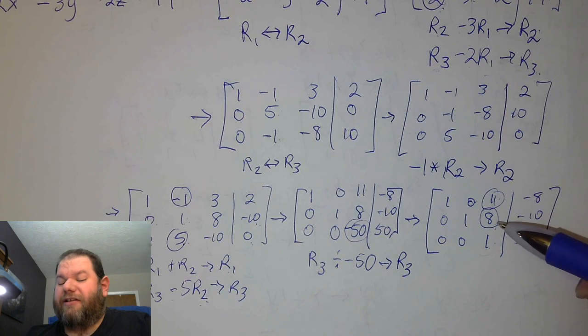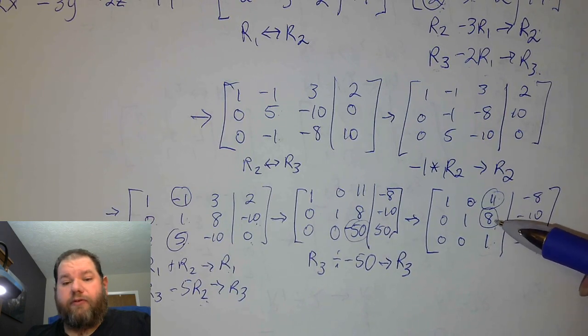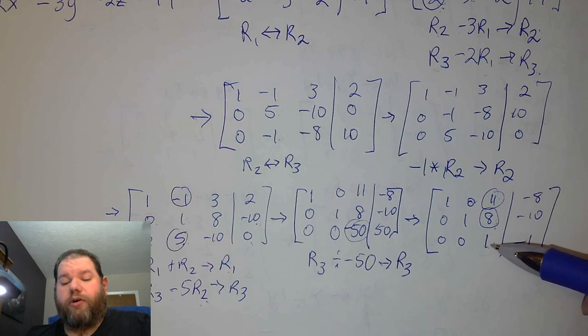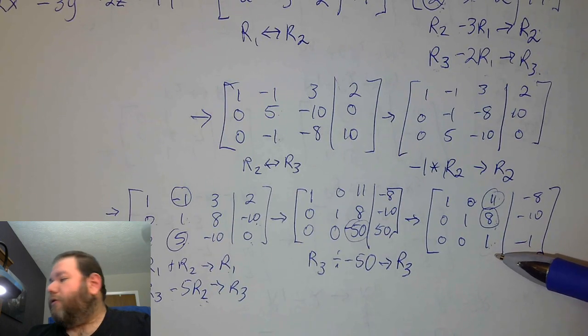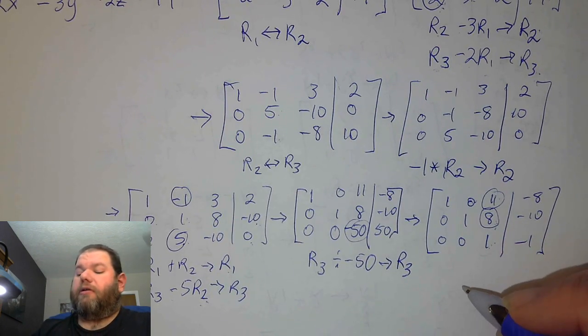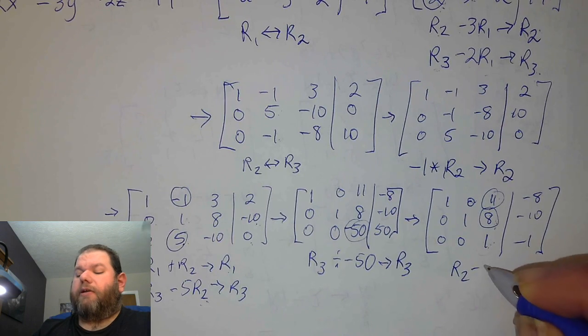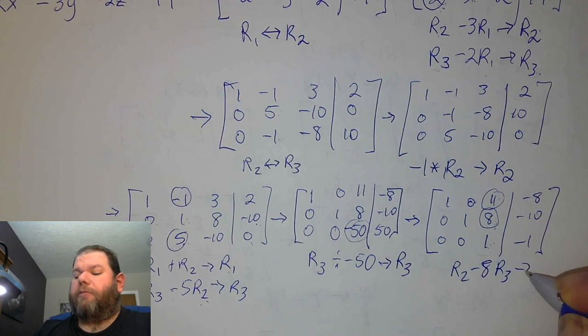Anyway, so 8 and 1. So if we can take row 2 and subtract row 3 8 times, 8 minus 8 of these would give us a 0. So we'll do row 2 minus 8 times row 3. Replace row 2.